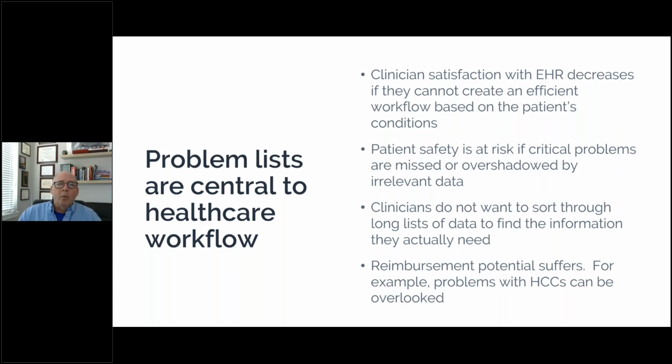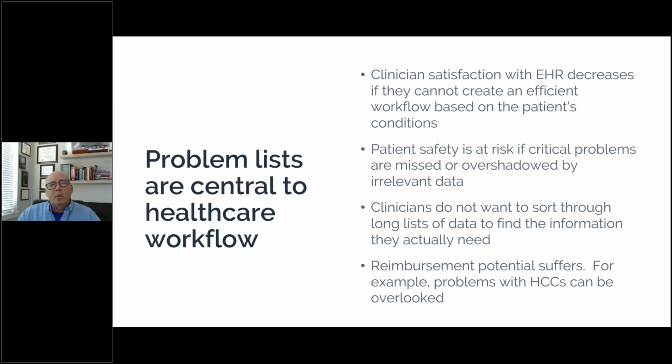If we don't have workflow that works for the clinicians, we get clinical dissatisfaction with the electronic health record to a marked degree. That's that first slide that I showed you. Essentially, everything I do around a patient starts with that electronic health record, and within that electronic health record, that starts with the problem list. That's the center pivot point for everything else that I do with the EHR.